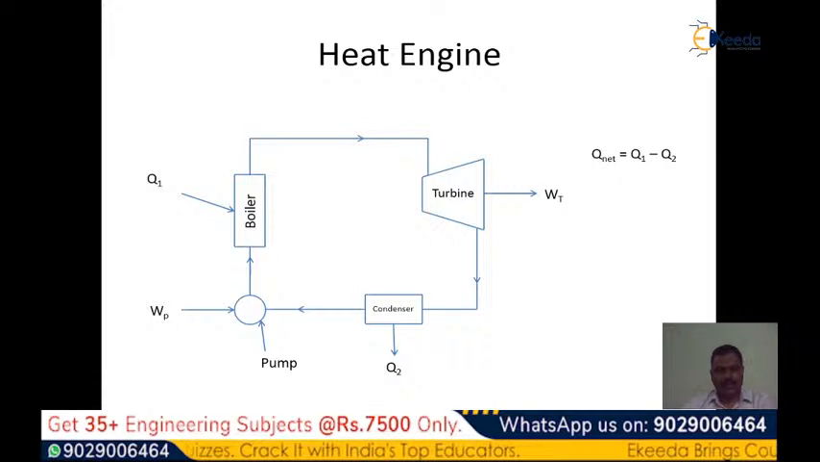Similarly, if we take the net work produced by this heat engine cycle, W net is WT minus WP. Here WT is turbine work, that is work done by the system, taken as positive, and work done on the system is taken as negative. So WT, the turbine work, is work done by the system, so it is positive WT, and WP is done on the system, so it is negative.